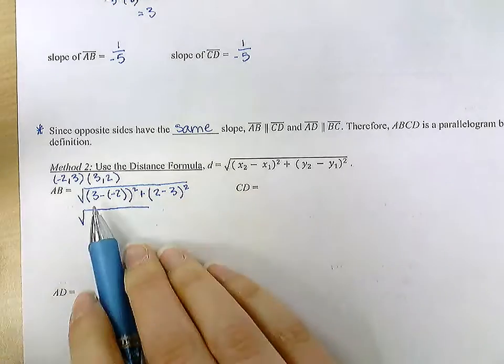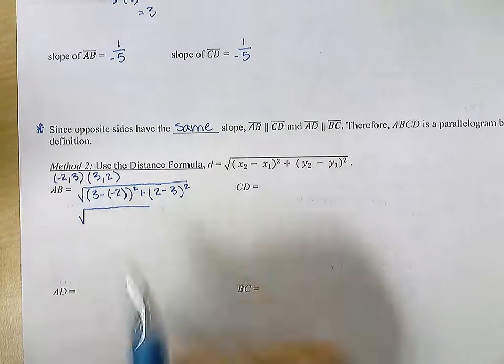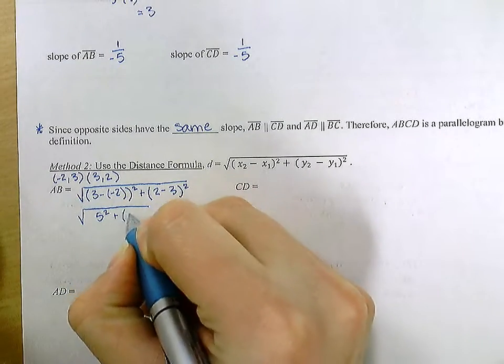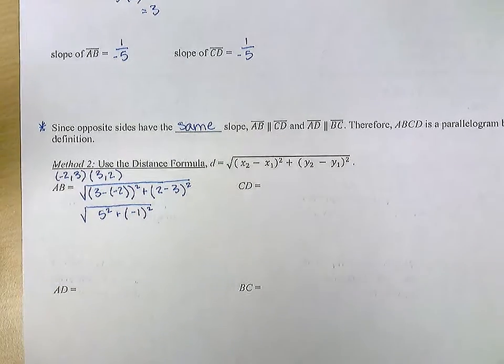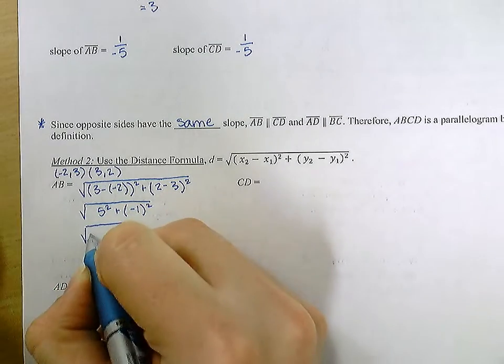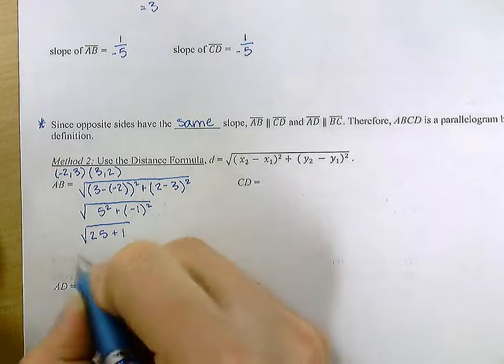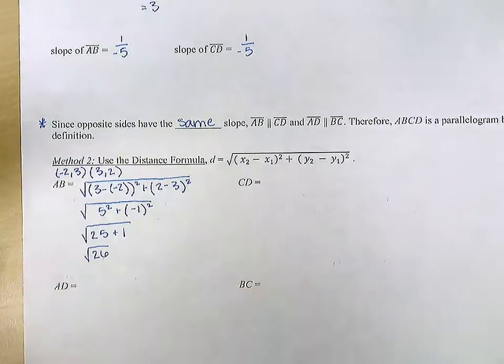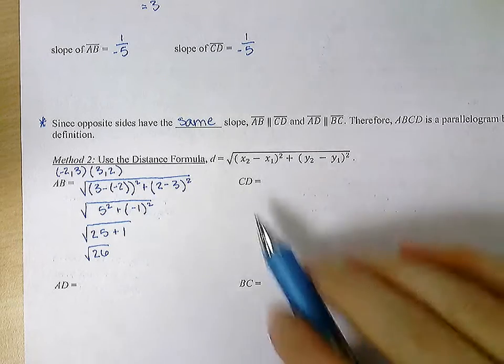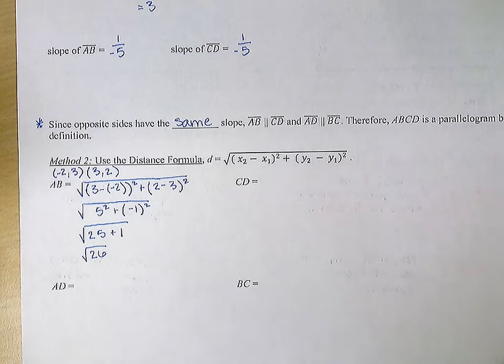Okay, then I just want to simplify, so I have 3 minus a -2. That is 5 squared, and 2 minus 3 is -1 squared. So I end up with the square root of 25 plus 1, which is the square root of 26. I'm just going to leave it like that because, again, I want to compare opposite sides. Okay, so that was side AB. The side opposite AB is side CD, so I want to compare that distance next.